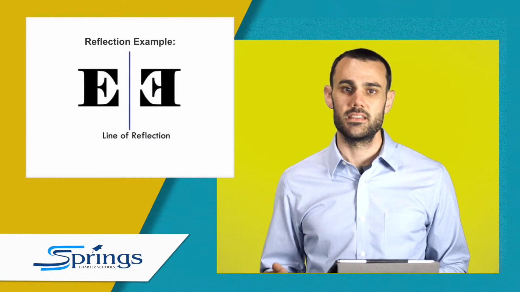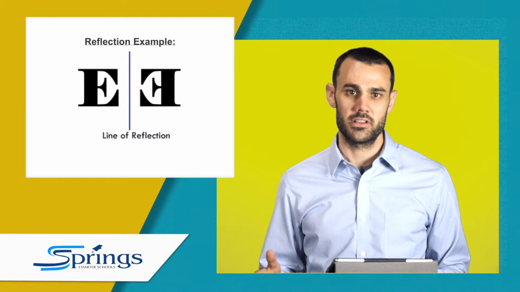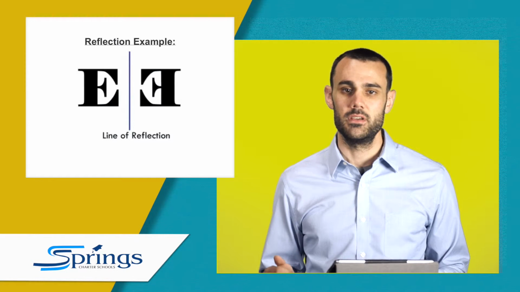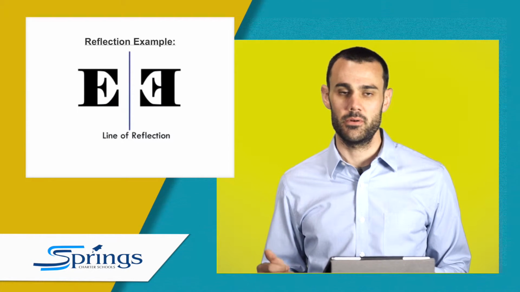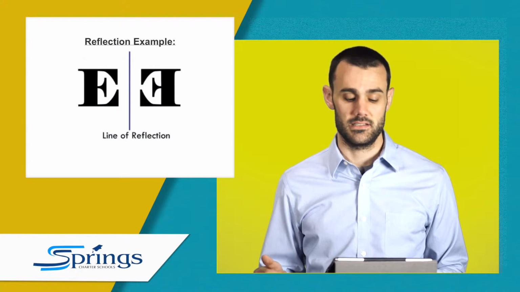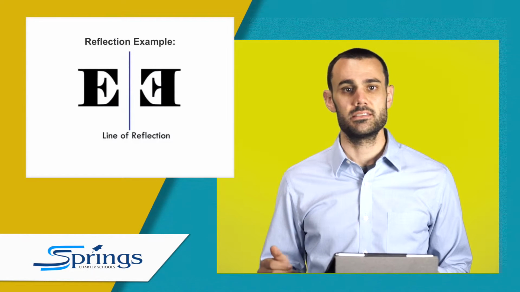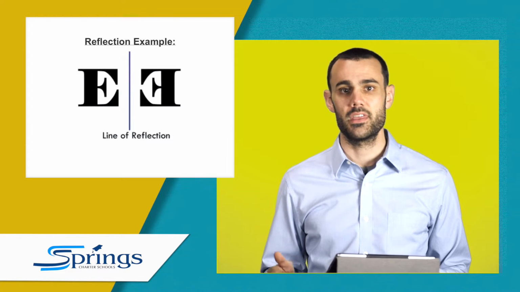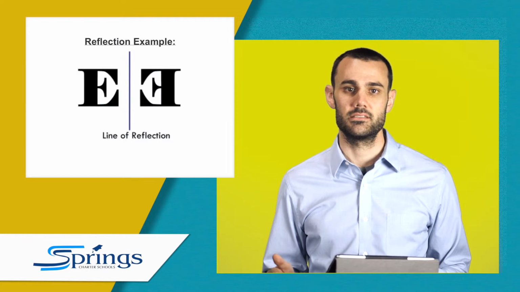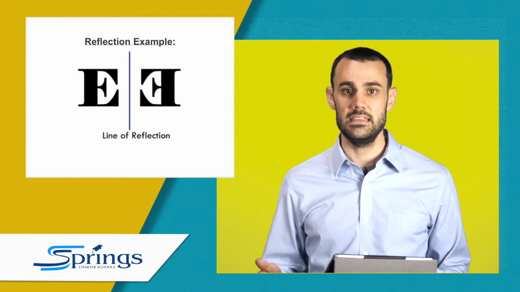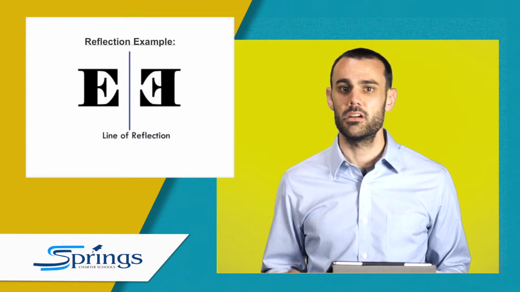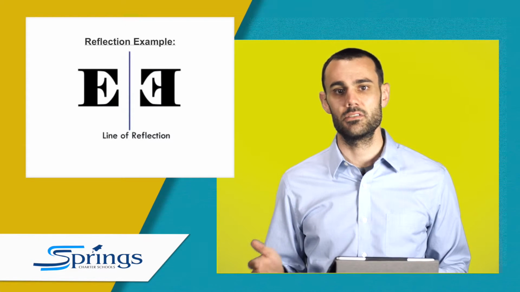So on the left-hand side, we have a regular looking uppercase E, okay? In the middle, we have our line of reflection, which if we were on a coordinate plane, this would be the y-axis. And the image has been basically reflected or flipped over that line, and we get what looks like basically a mirror image or a backwards E in this case. So remember, a reflection is just flipping it over the x or the y-axis.